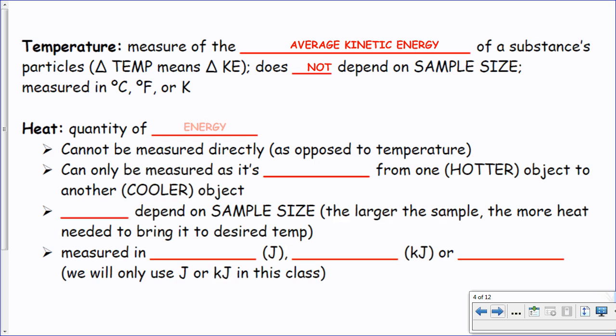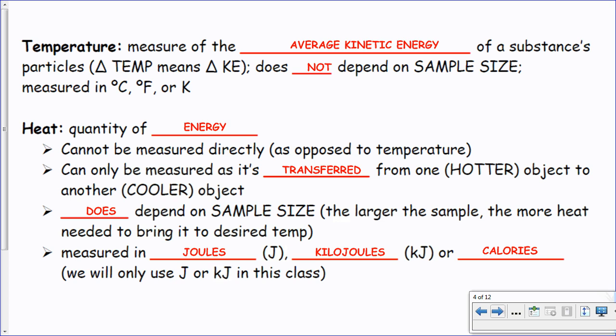But heat, on the other hand, is a quantity of energy. It can't be directly measured, but can only be measured as it is transferred from one object to another. And heat always goes from hot things to cold things. Heat always moves from hot to cold. It does depend on the sample size. So if you think about it, the more heat energy a sample has is related to how big that sample is. We're measuring heat in joules or kilojoules, or sometimes calories. And those are the same type of calories. They're related to food calories, but they're not exactly the same size.